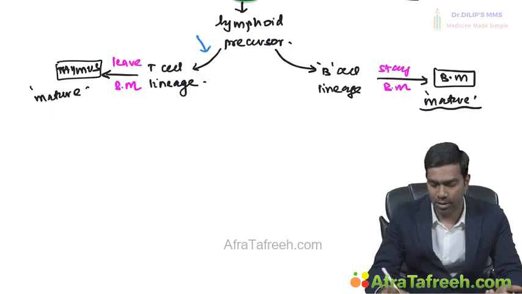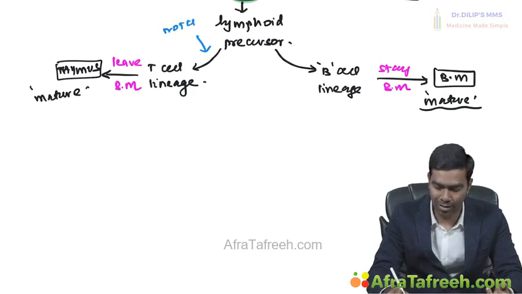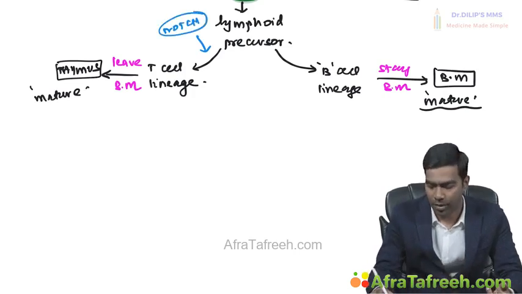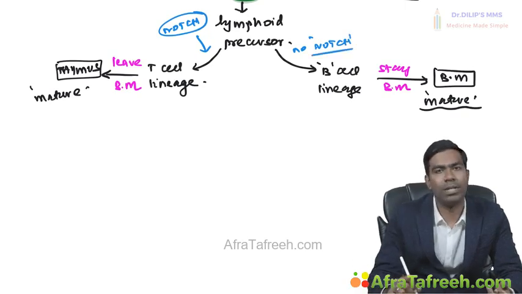So what makes the lymphoid precursor commit into a B cell or a T cell? Very important, it's the Notch signaling, which I will discuss in detail. No Notch signaling means they will commit to the B cell lineage. If there is Notch signaling, they will commit into the T cell lineage, which leaves the bone marrow. Notch signaling makes the lymphocytes leave the bone marrow, and absence of Notch signaling makes the lymphoid cells stay within the bone marrow and become B cells. As simple as that. We'll discuss Notch signaling in more detail in the next video regarding the T cells.